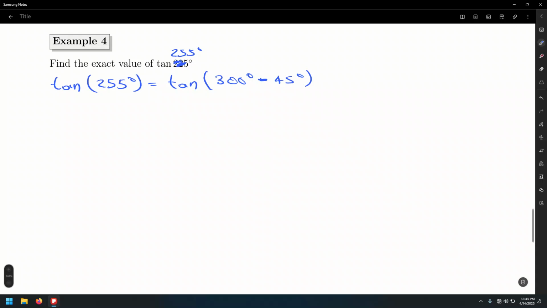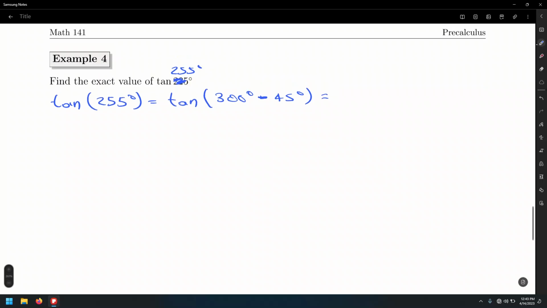And well, 300 degrees is a special angle in the fourth quadrant. 4 pi over 3 in radians is a multiple of a 60-degree angle, I believe. And 45 degrees is a pretty straightforward one, right? Here we're going to use the tangent formula. Let me write it at the top so I don't scroll up to the first page.